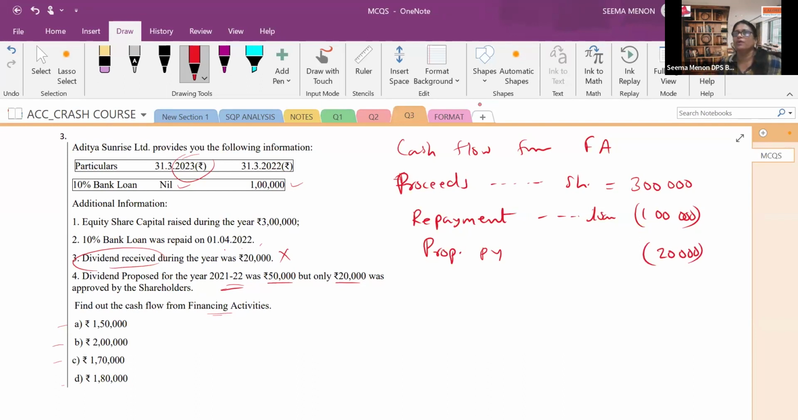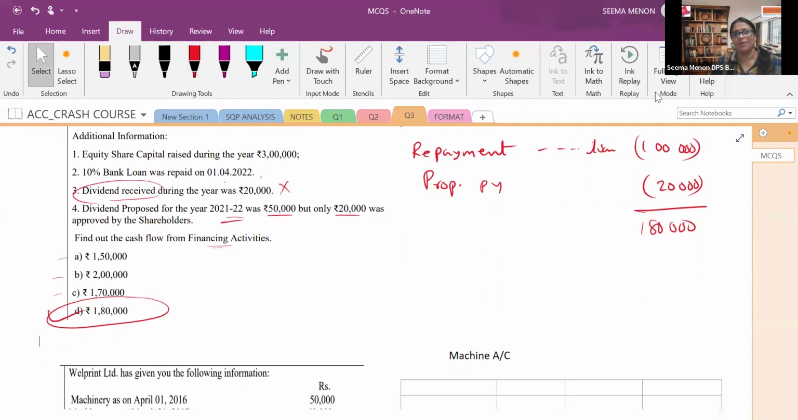From the 3 lakh, you have to subtract 1,20,000. So the answer will be 1,80,000 inflow. So the cash flow from the financing activity, the answer will be 1,80,000. We have to ignore this 50,000 because in the AGM only 20,000 is approved. I hope you are clear with this.